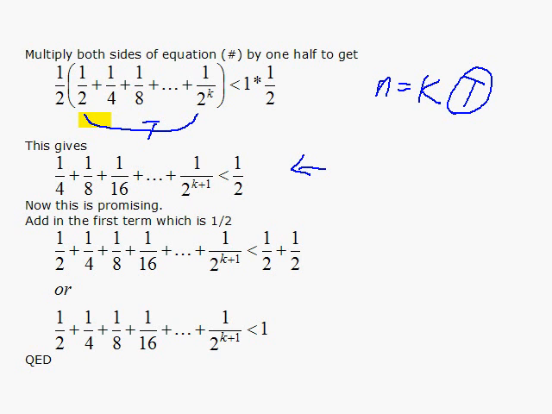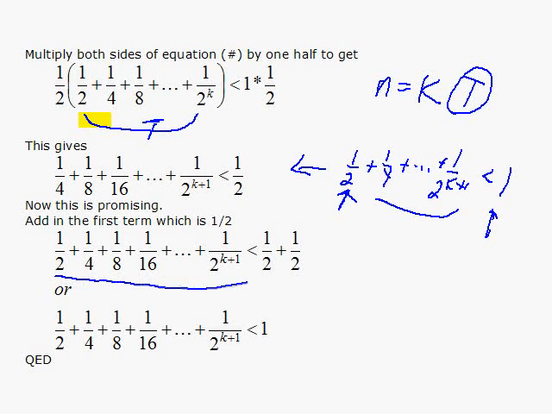What I was trying to prove was that 1/2 plus 1/4 plus on and on plus 1 over 2 to the k plus 1 was less than 1. I was trying to prove this. Well, by doing this step, I have everything here, except I'm missing the half, so I'm going to add a half to both sides. And now I get exactly the statement I was trying to prove, and it's less than 1/2 plus 1/2, which is 1. So this is a little more complicated proof, but has the same idea.